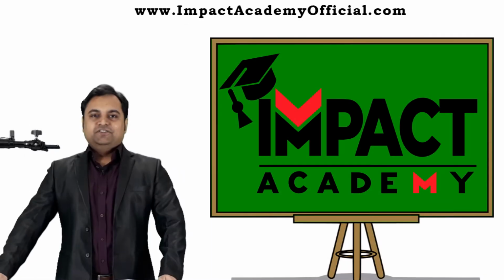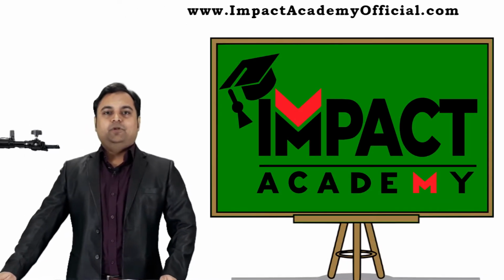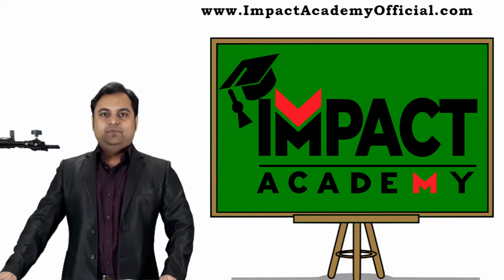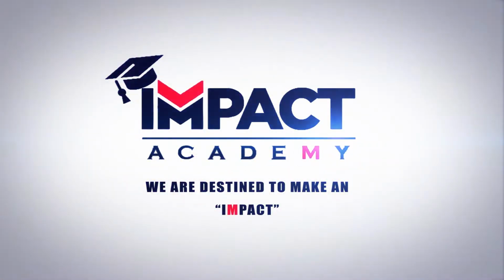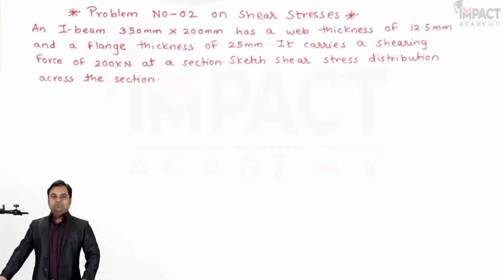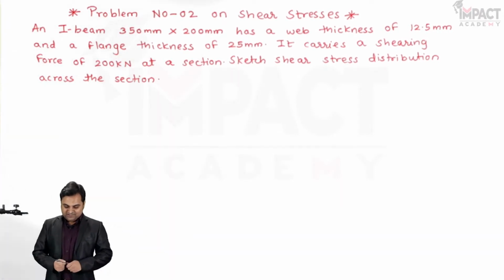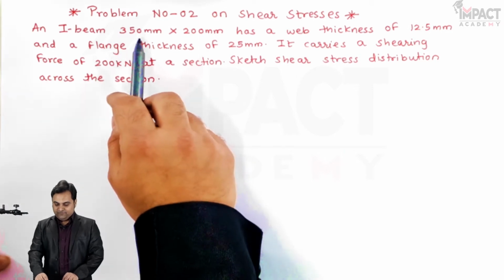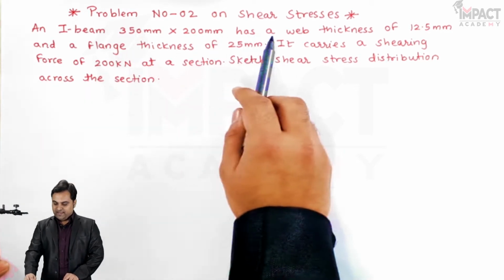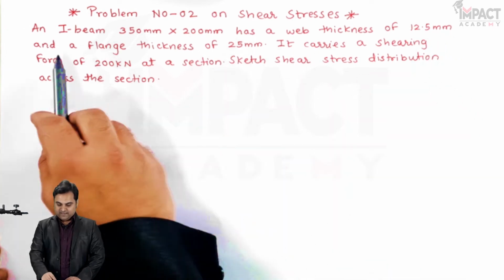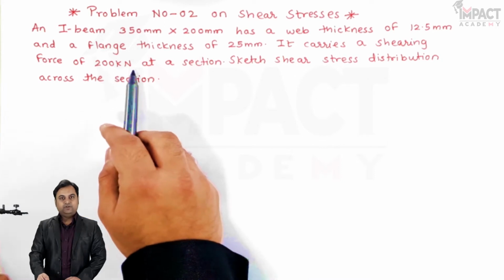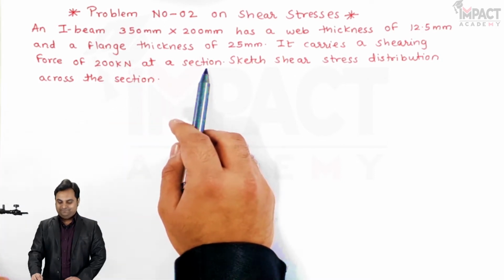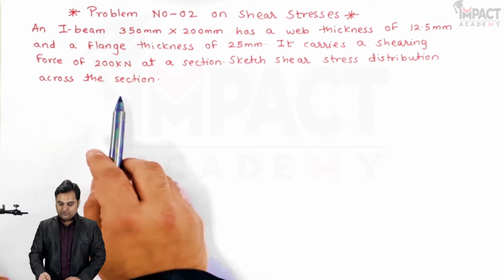Hi friends, here in this video we are going to see a problem on shear stresses, that is the second problem, and for that here is the question. So let's get started. The question is, an I-beam 350 mm multiplied by 200 mm has a web thickness of 12.5 mm and a flange thickness of 25 mm. It carries a shearing force of 200 kN at a section. Sketch shear stress distribution across the section.